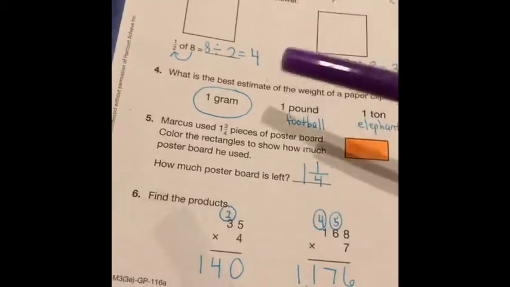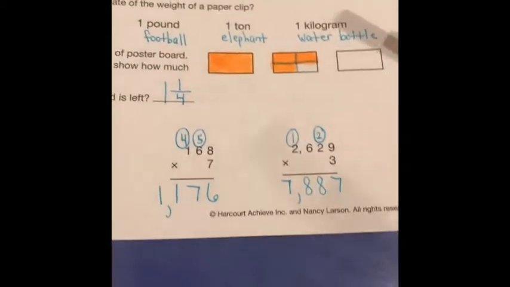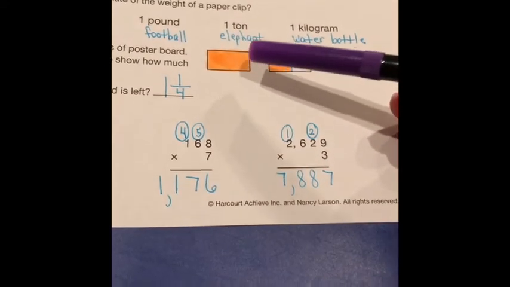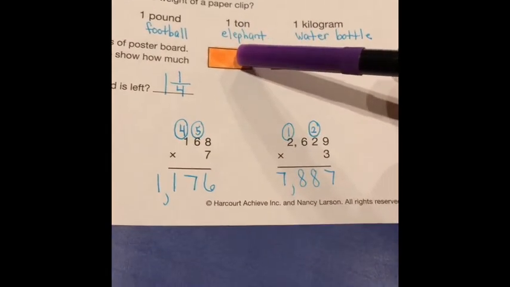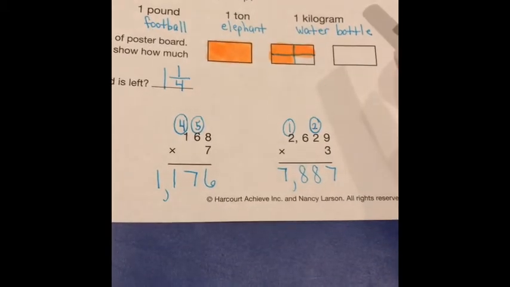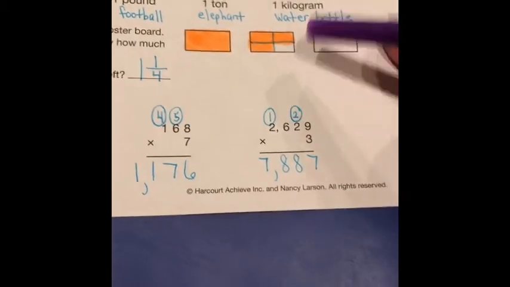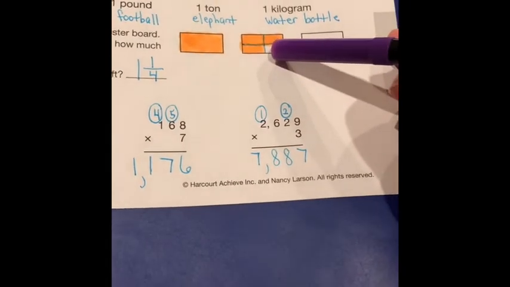On number 5, we have a mixed number, 1 3/4. So to represent that in the model, when we're talking about how much poster board he used, 1 whole poster board and then 3 quarter-size pieces of another one. So the leftovers that were not used is 1 whole and 1 quarter-size piece.